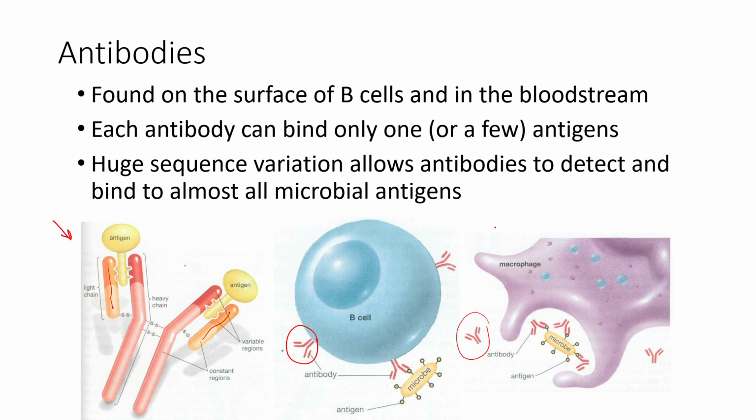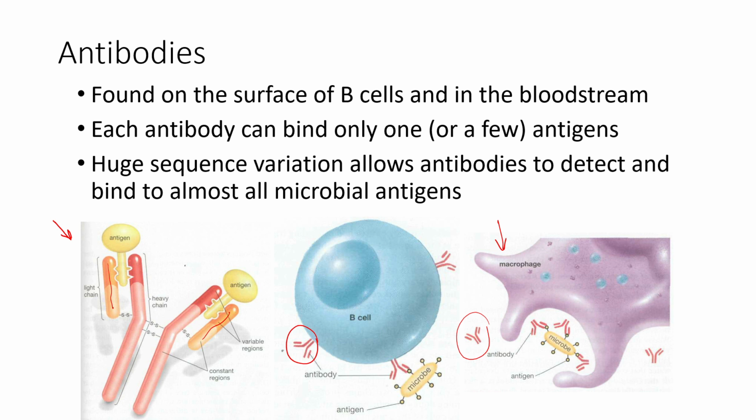So we see here in this picture, we have an example of a macrophage that is starting to eat up a microbe that has been recognized by these antibodies that are floating around in the bloodstream. So each antibody that is made pretty much will only recognize one antigen for the most part, or maybe a very small couple of antigens.